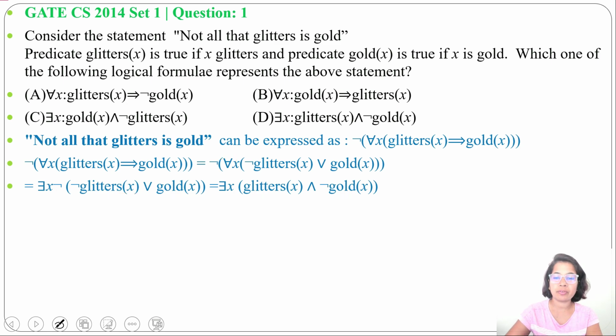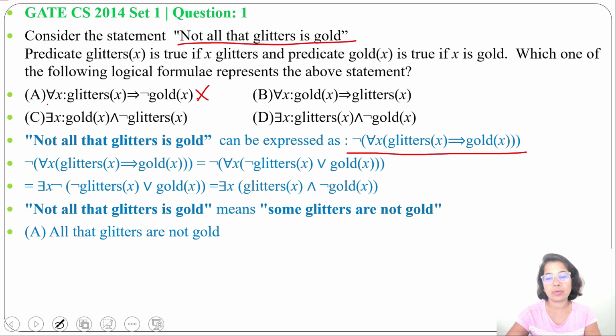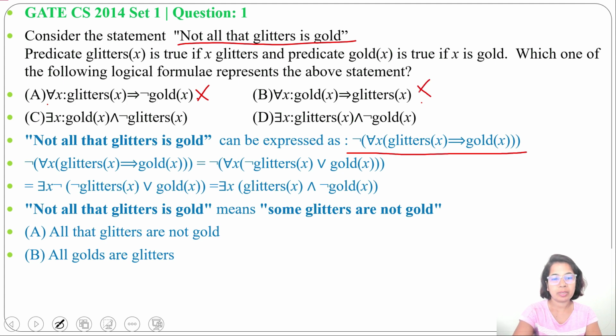In implication, we found negation of for all X, glitter of X implies gold of X. Now check option A. In option A, it's written for all X, glitter of X implies negation of gold of X. If we write it in a statement, it will be all that glitter are not gold. This is not same as this statement. Next option B, for all X, gold of X implies glitter of X. All golds are glitter. This is not same. So in both implication formats, it's not same as this.